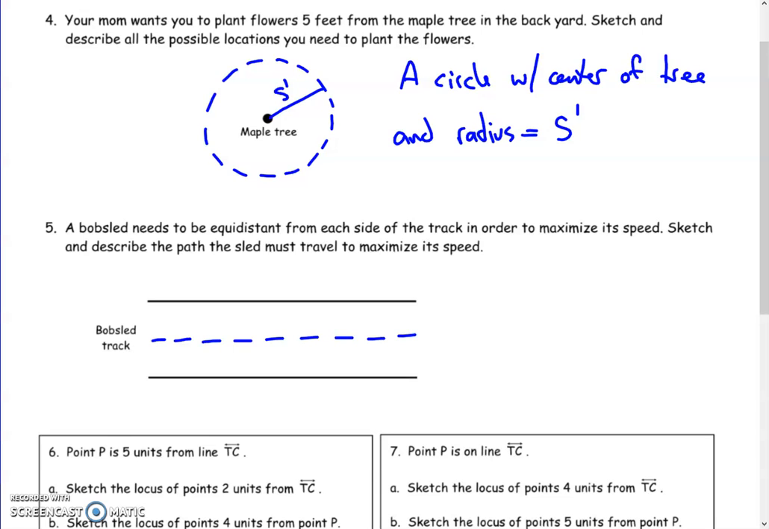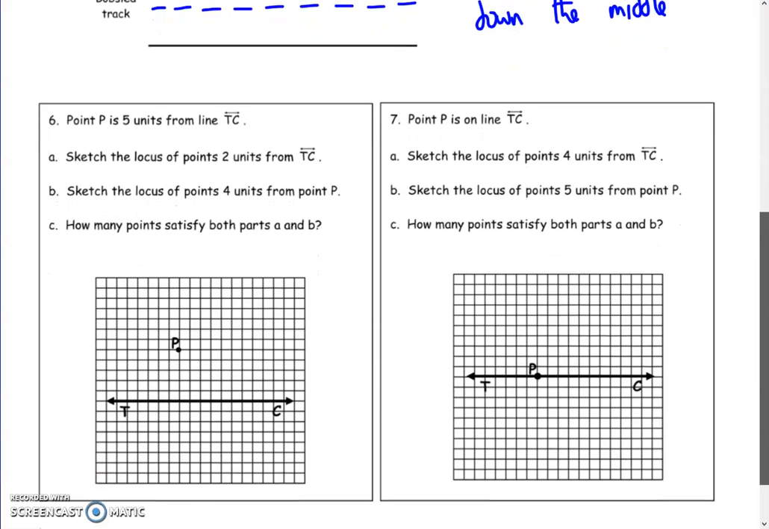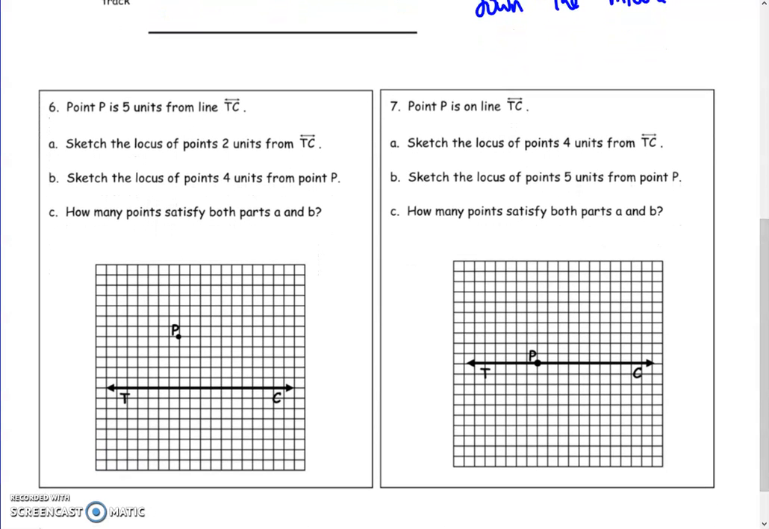There's the sketch. To describe it, you would say a third parallel line down the middle. So now we'll use those 5 theorems on these questions here. We'll combine some of these loci.